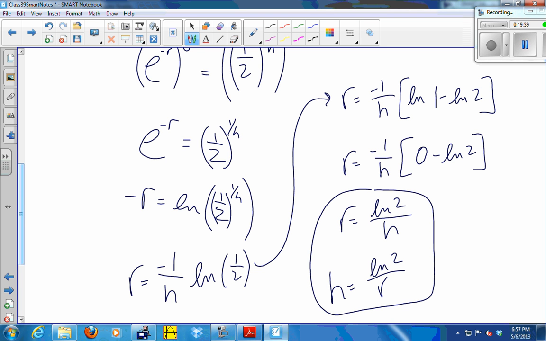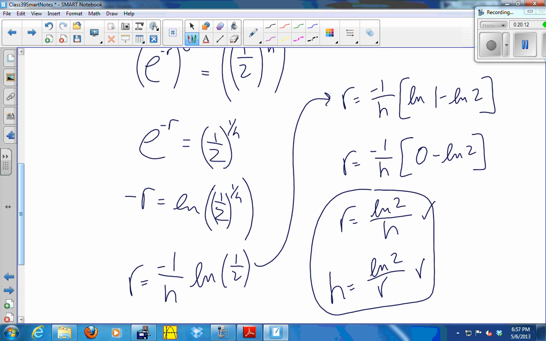So in your homework, they might give you a half-life and ask for an exponential decay rate, a continuous decay rate. You would just use this formula, right? If they give you a decay rate and ask for a half-life, just use this formula. So you now have formulas, so you don't have to do this all over again. R is the continuous decay rate, and h is half-life. So if you know one, you can always find the other.